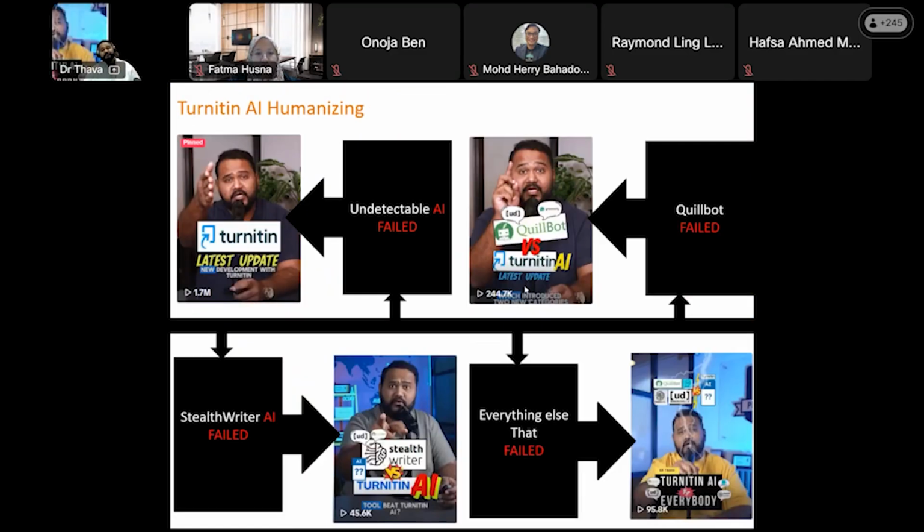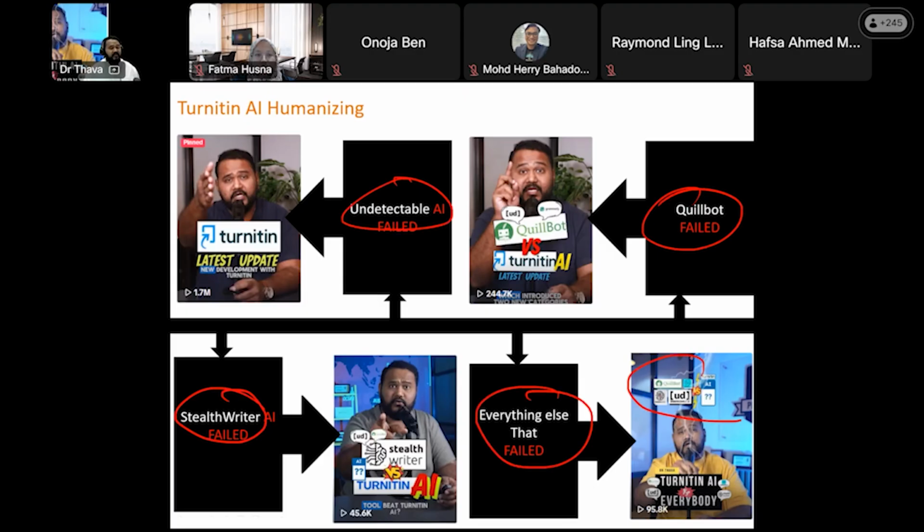This is very, very important: Turnitin AI. Some of the students still claim that humanizing tools work. They're not even looking at the right icon. They look at the normal Turnitin and they think it works. Actually, they have to look at the blue marker, Turnitin AI. We have already experimented with Undetectable AI, Quillbot, Stealth Writer, and everything else, and also a combination of them.